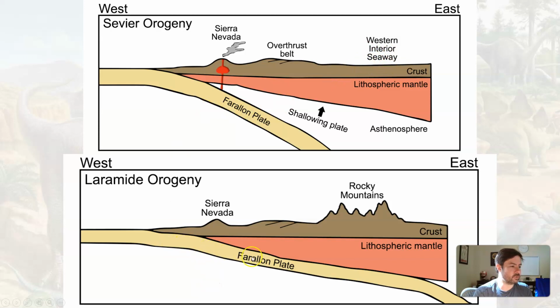But once that angle changed, the melting spot, instead of being right over here, is now way over here. And so this is what fueled and pushed up the Rockies and put in place those batholiths that would later become the Rockies in full as we get into the Cenozoic.